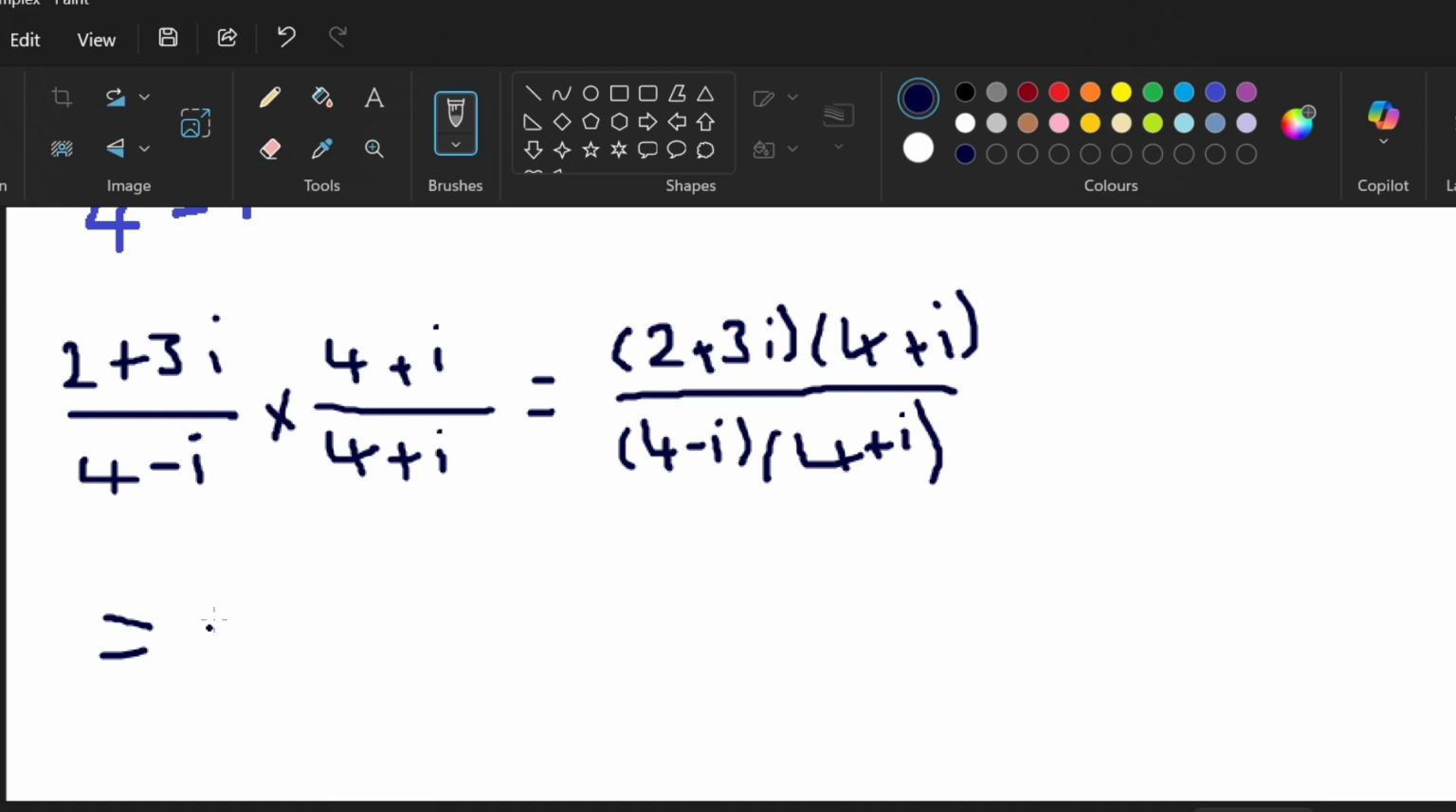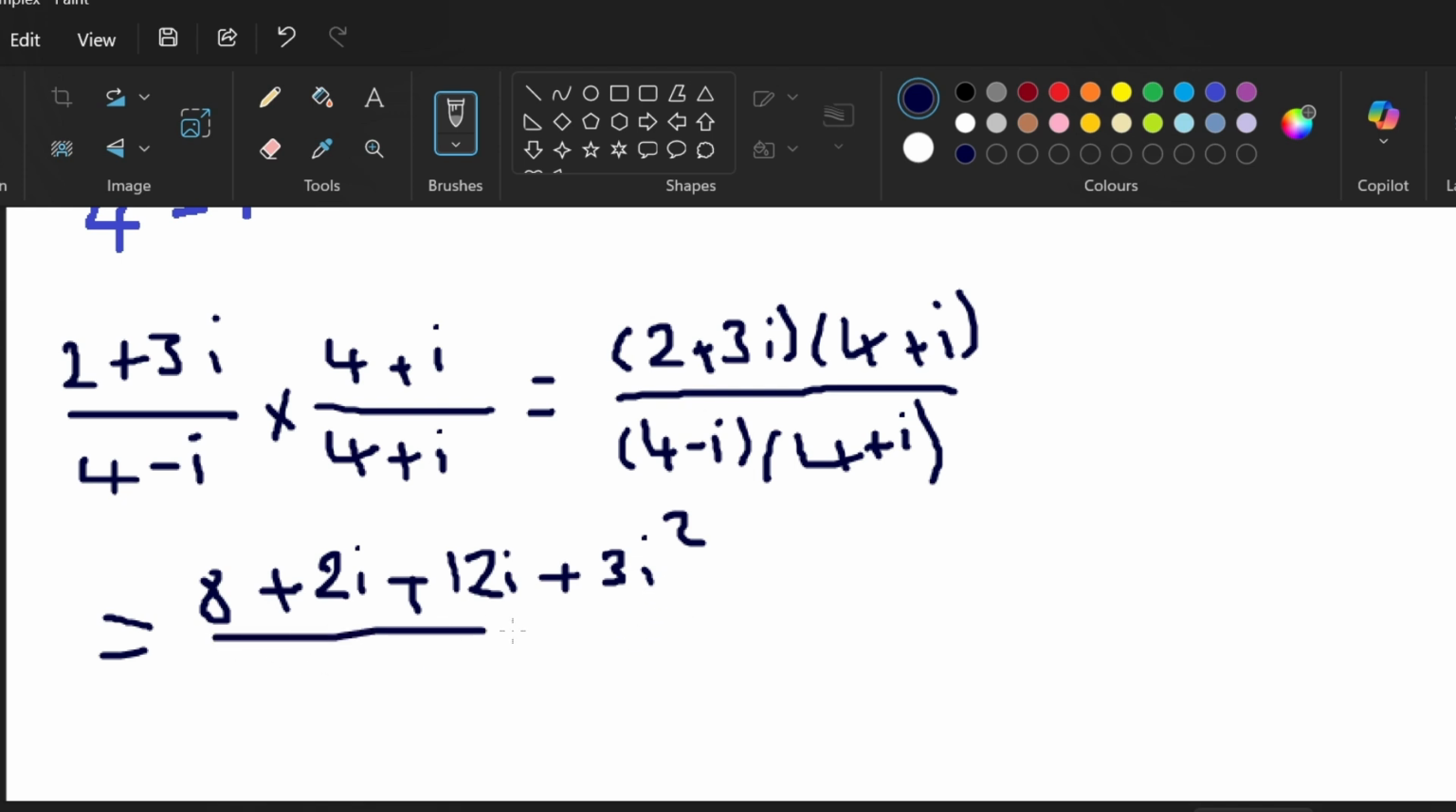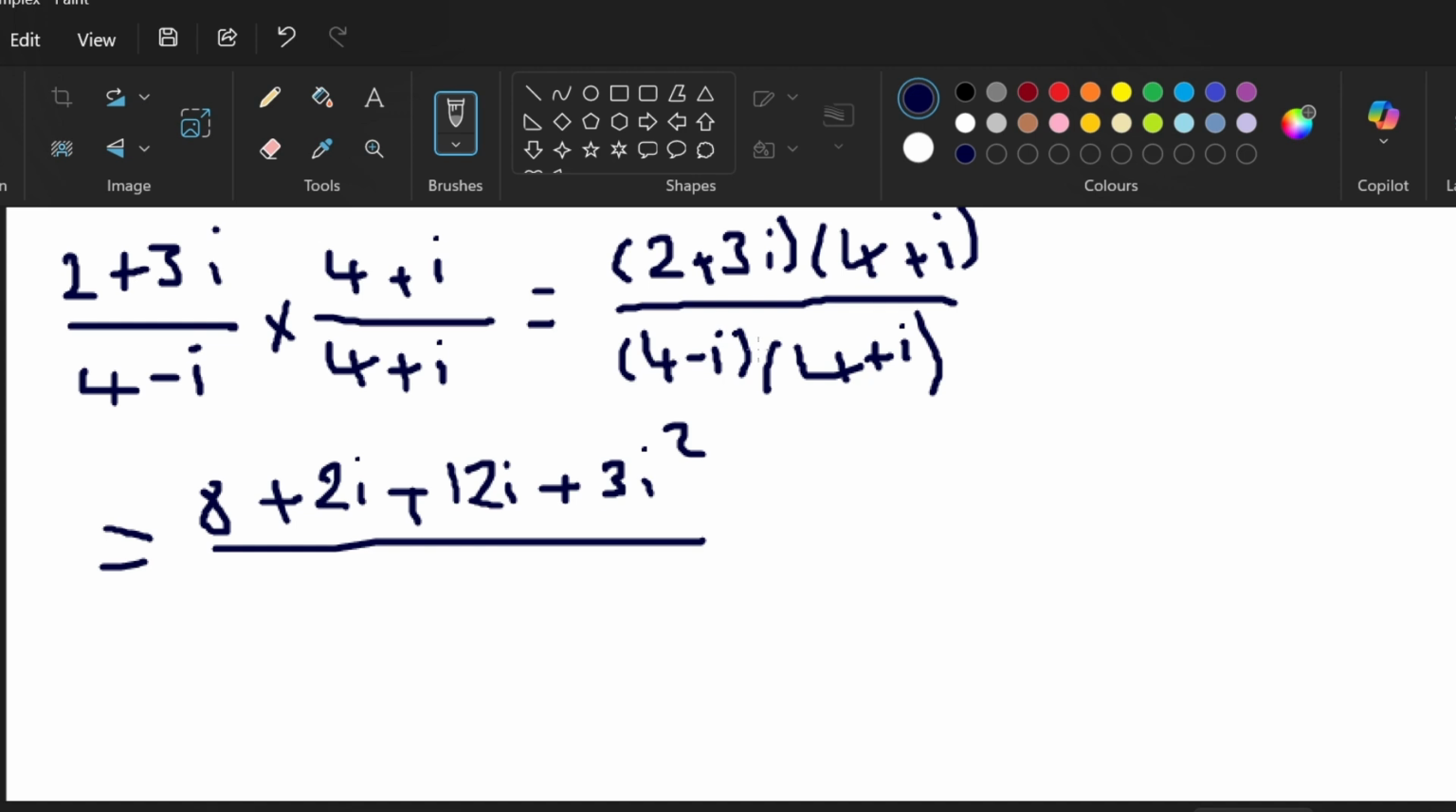And I'll expand all these terms out to show how it simplifies. So I get 2 by 4, 8, plus 2 by i, 2i, plus 3i by 4, it's 12i, plus 3i times i is 3i squared. Remember, same trick with this i squared, it's always just equal to minus 1. And this is divided by 4 by 4, 16, minus 4i is minus 4i, minus i times i is minus i squared.